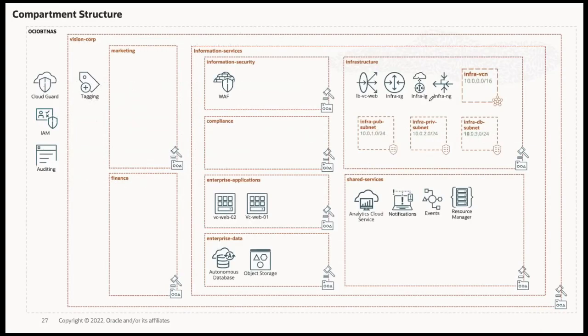Right, and then here's just an overview of Vision Corp's structure. Once again, we've covered tagging for keeping track of your different resources in these different compartments, and you can use cost tracking tags to help you with your budget. And then we've also covered policies a little bit, when you're working with your different compartments, to allow certain groups to have access to perform certain actions in OCI.